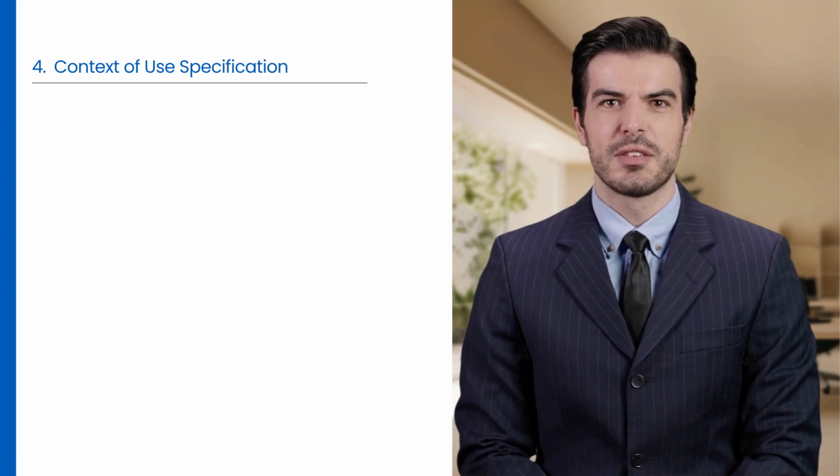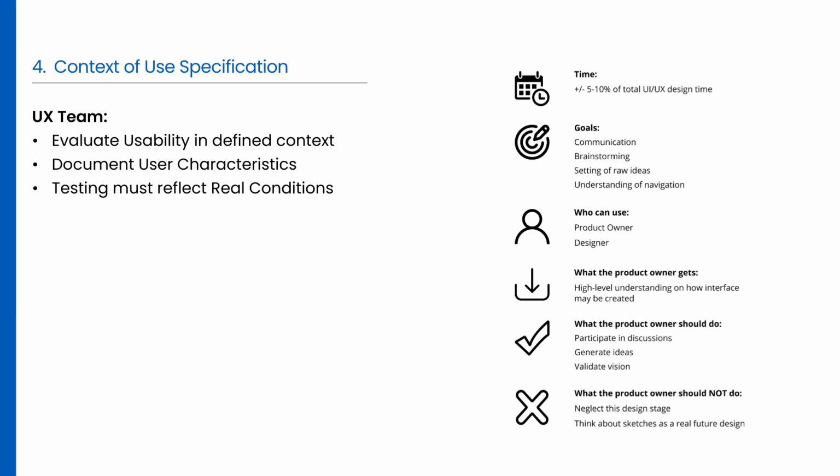Context of use must ensure that usability is evaluated based on real users, real tasks, and real environments. The UX team must define and evaluate usability within a clear context, including user groups, tasks, equipment, and environment. They must document user characteristics such as skill level, frequency of use, and accessibility needs. Testing must reflect real-world conditions, including device types, lighting conditions, and network constraints.